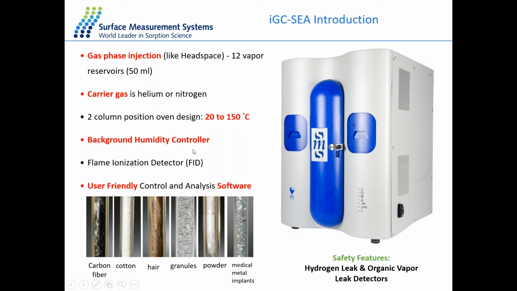We also offer a background humidity controller. So in this case, what we would do is apply background humidity on the surface of your samples and carry out the experiments. The detector is the flame ionization detector, and this is ignited using hydrogen. And this is really accurate for measuring the concentrations of organic probe molecules.